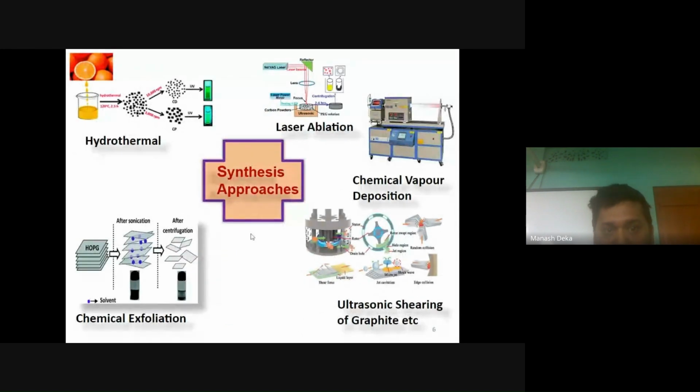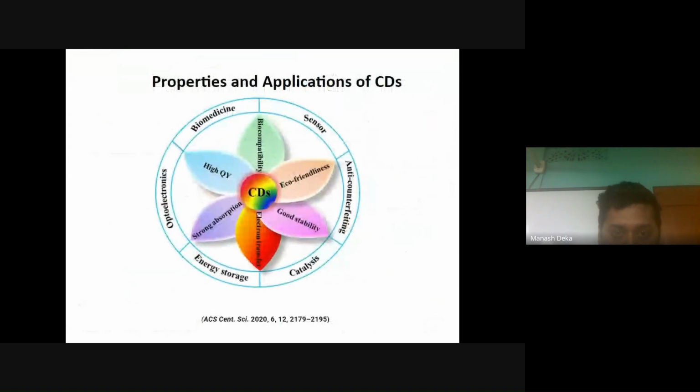The quantum dots may be synthesized by various methods like hydrothermal, laser ablation, chemical vapor deposition, ultrasonic shearing, then chemical exfoliation, etc. We mainly use chemical exfoliation and hydrothermal methods, and for graphene, we have used the chemical vapor deposition method. These are some properties and applications of carbon dots: high biocompatibility, eco-friendliness, strong absorption, and good fluorescence. They can be used in biomedicine, sensors, catalysis, energy storage, optoelectronics, and many more.